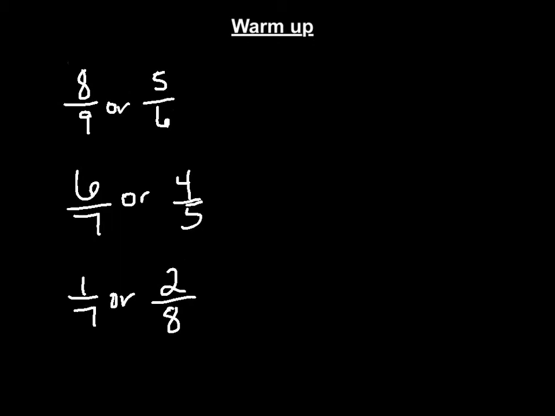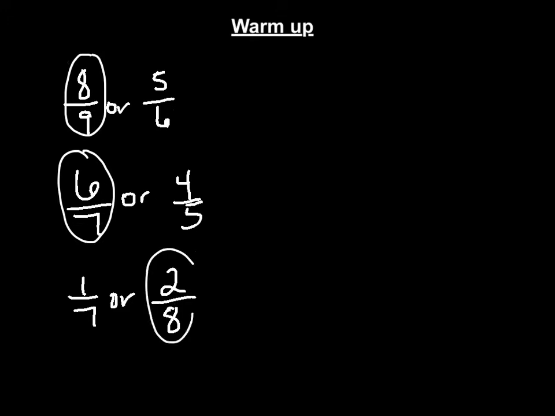Let's go ahead and do the same thing with the last set of fraction pairs. 8/9 is greater than 5/6, 6/7 is greater than 4/5, and 2/8 is greater than 1/7. Who can explain why 6/7 is greater than 4/5?